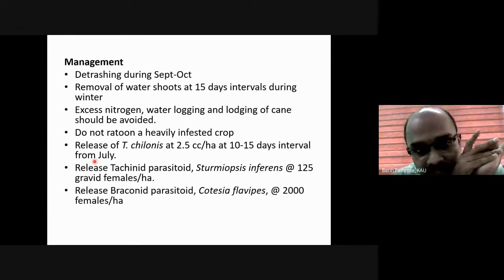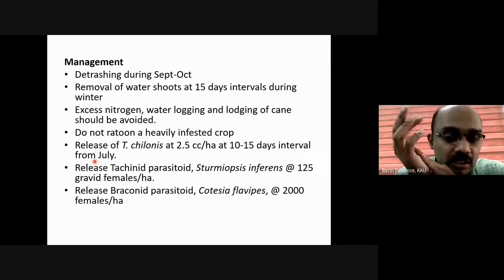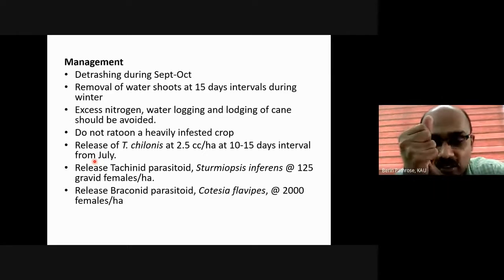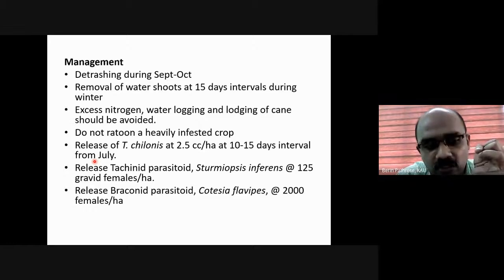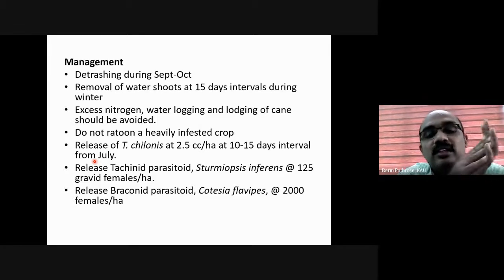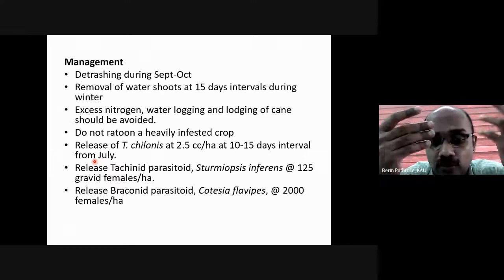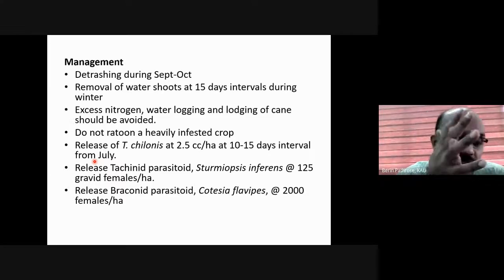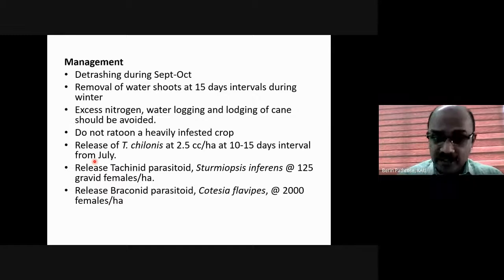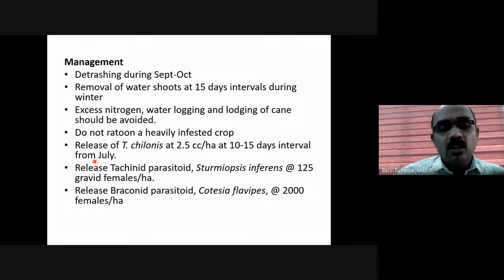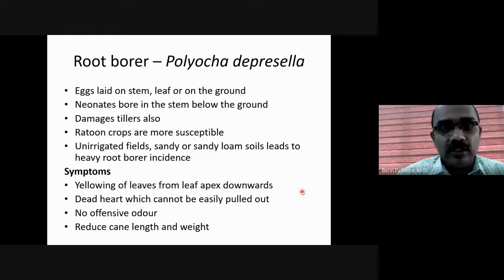So we can go for detrashing during September October period. During the winter, remove all the water shoots, avoid rattooning if there is a severe infestation, reduce the fertilization, avoid waterlogging, avoid lodging of the cane, release Trichogramma chilonis at the rate of 2.5 cc per hectare at 10 to 15, that is 2 weeks interval. We can release tacinid parasitoid Sturmiopsis inferens at the rate of 125 gravid females. Gravid females means fertile females, those which are mated and ready to lay eggs, per hectare, or braconid parasitoid Potasia flavipus at the rate of 2000 females per hectare.